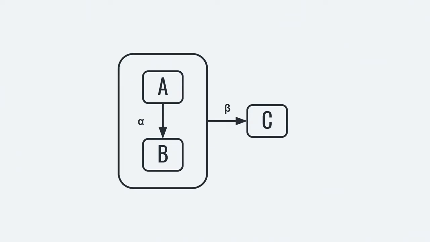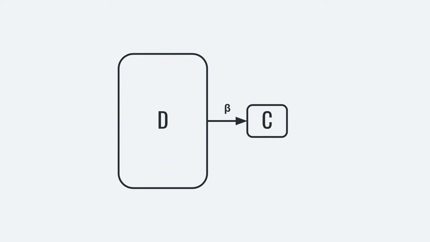What you can do to optimize the graph is just wrap A and B into a compound state, and just say from this area of the graph, on input beta, it always goes to C. You can also zoom out a bit and give this compound state a name. So you can say from D on transition beta, it goes to C.